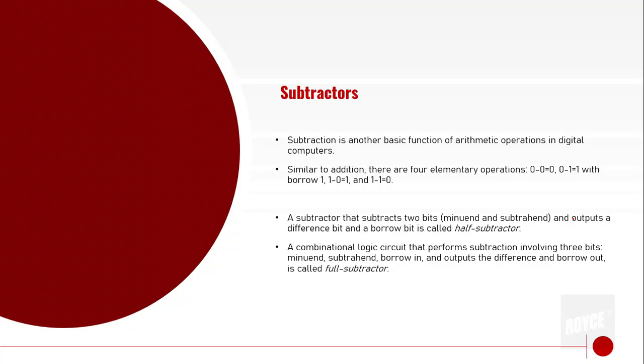Like our adder, we have half subtractor and full subtractor. Yung half subtractor natin has 2 bits lang, and yung output natin is the difference output and the borrow bit. Yung full subtractor naman natin, yung input niya tatlo na. We have yung dalawang bits, minuend tsaka subtrahend, tsaka merong borrow input. Okay, yung output nito is the difference and the borrow output.